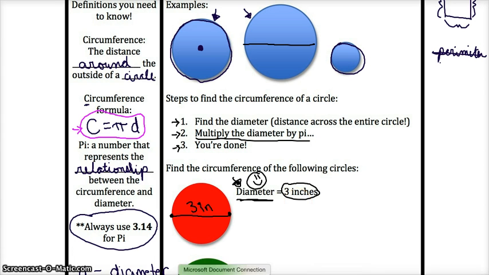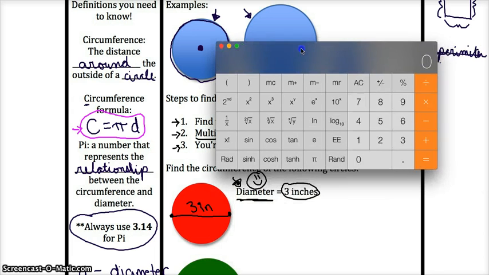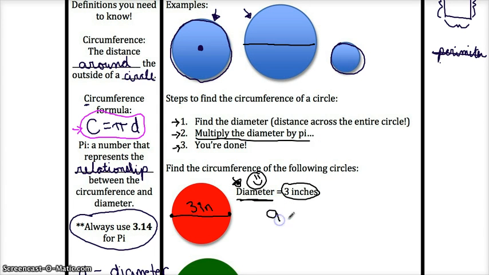Please use a calculator for this if you're not comfortable with multiplying decimals. Grab a calculator. We're going to do the diameter of 3 multiplied by 3.14, because we always use 3.14 for pi. 3 times 3.14 equals 9.42. So our final answer right here is 9.42. And this is not our complete answer because we still need to include our label, and our label is inches.